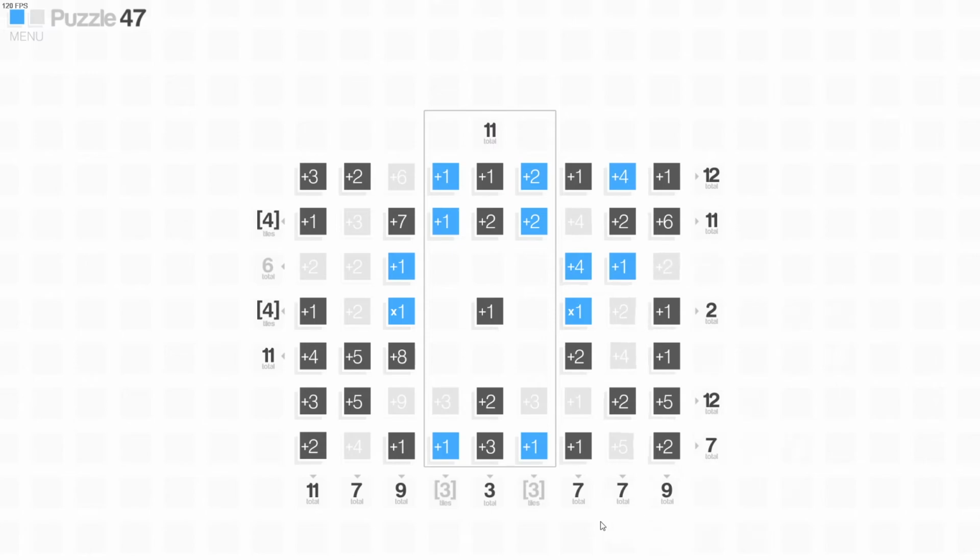Okay, looking at this column here with this 7, we've got 4 times 1 is 4, which means we need 3 more. Now we've only got a 1 and a 1 and a 2, so that means this 2 has to be highlighted. And that doesn't help us a whole lot for this row.